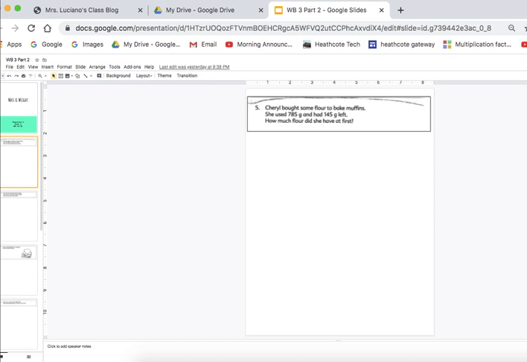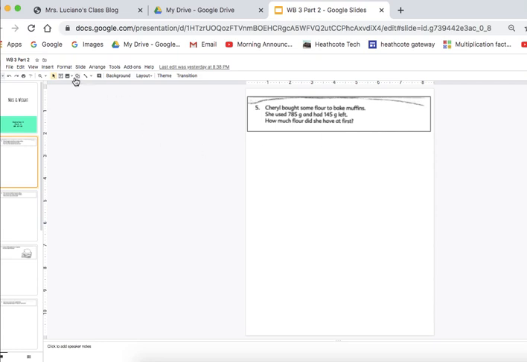Let's read the word problem. It says, Cheryl brought some flour to bake muffins. She used 785 grams and had 145 grams left. How much flour did she have at first? So if you look at this information, it's telling us that she used 1 part of the amount of flour, 785 grams, but then she still had 145 grams left. So what we're looking for is how much she had at first, which means we're looking for the whole, okay?